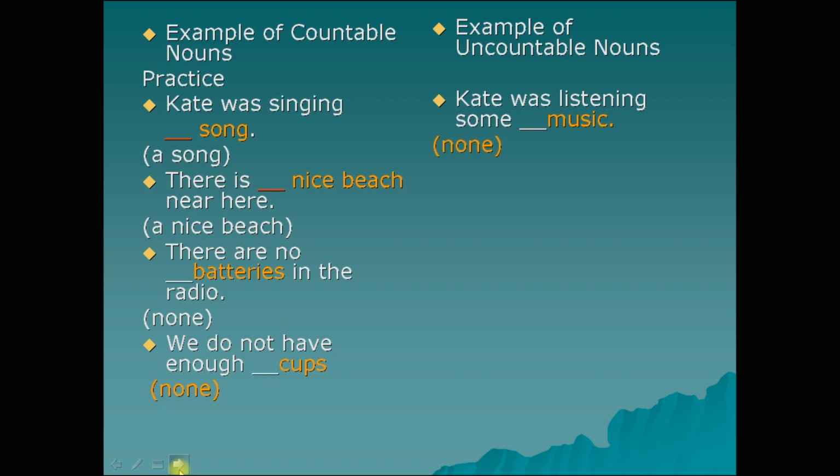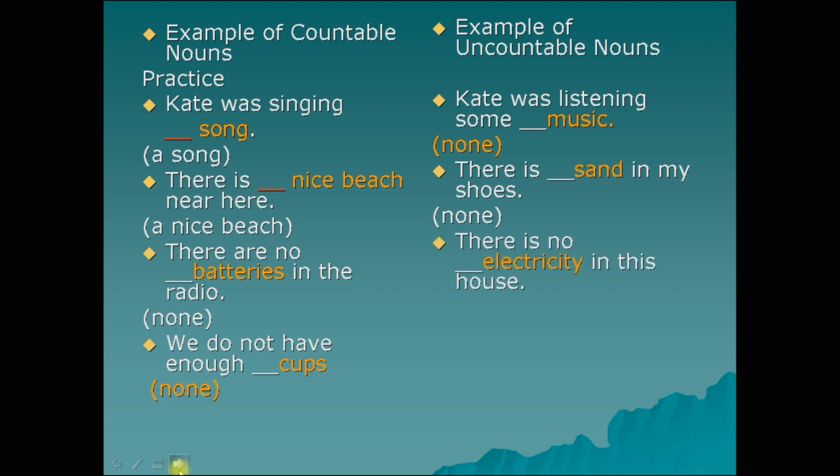Correct, none. Why? Because music is an uncountable noun. There is sun in my shoes. What is the answer? A, an, or none? Correct, none. Why? Because sun is an uncountable noun.